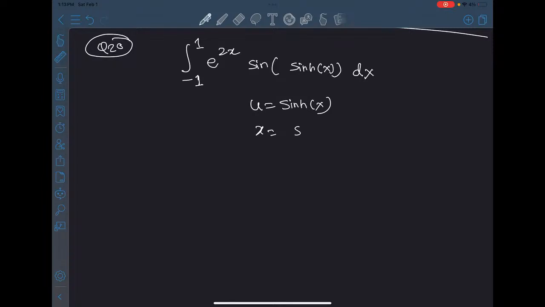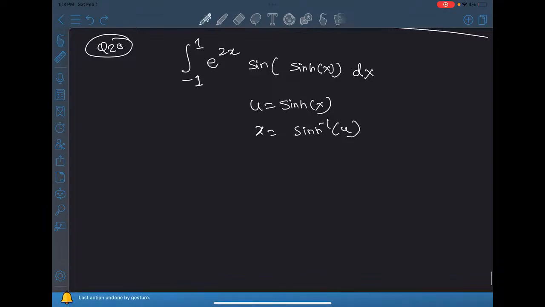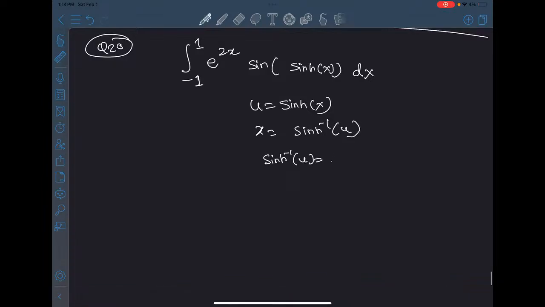Or also what I can do is, x is gonna be sinh inverse y, right? And also we know that sinh inverse u in this case can be written as ln of u plus square root of, is it u square minus 1?